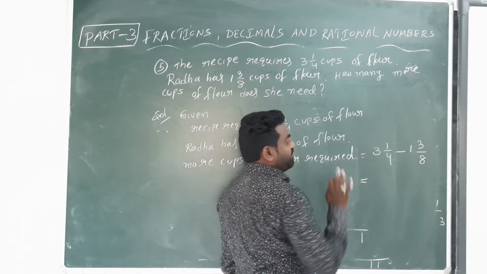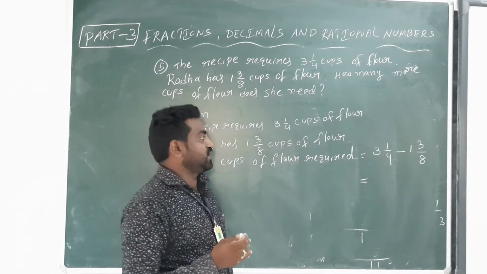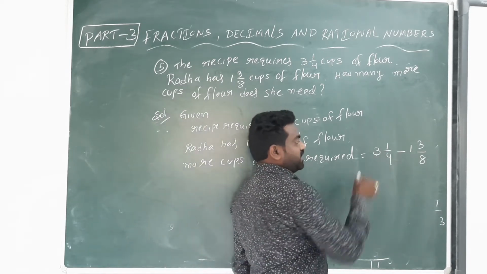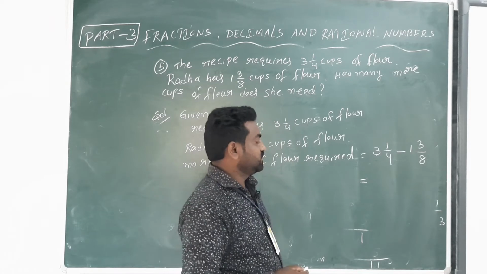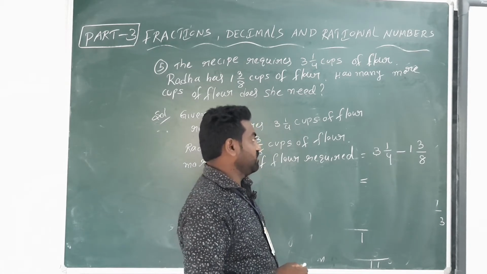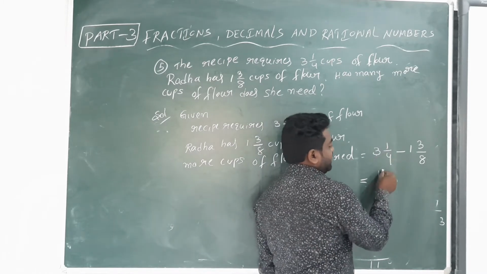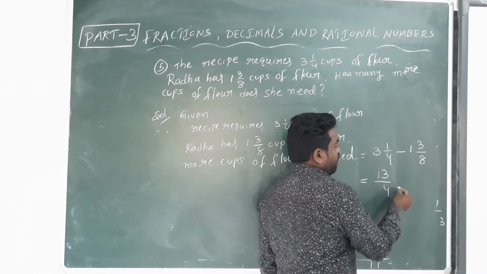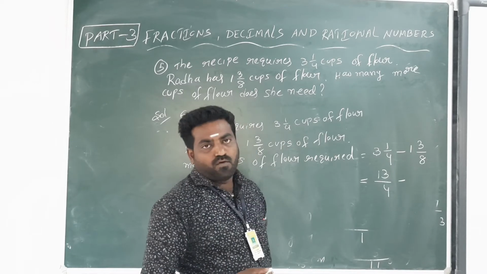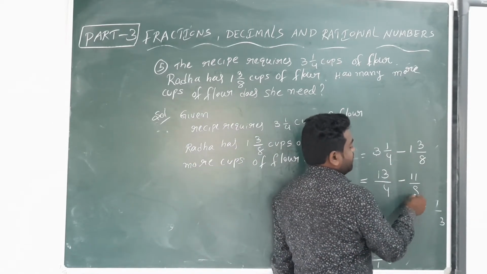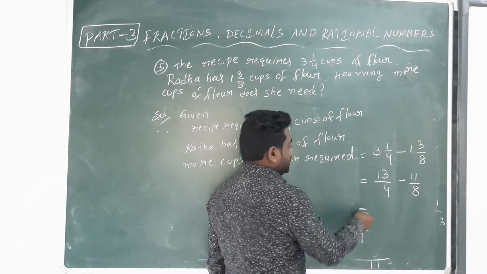These are mixed fractions, so mixed fractions are converted into improper fractions. 3 4s are 12, 12 plus 1 is 13, so 13/4. Minus 1 8s are 8, 8 plus 3 is 11, so 11/8.